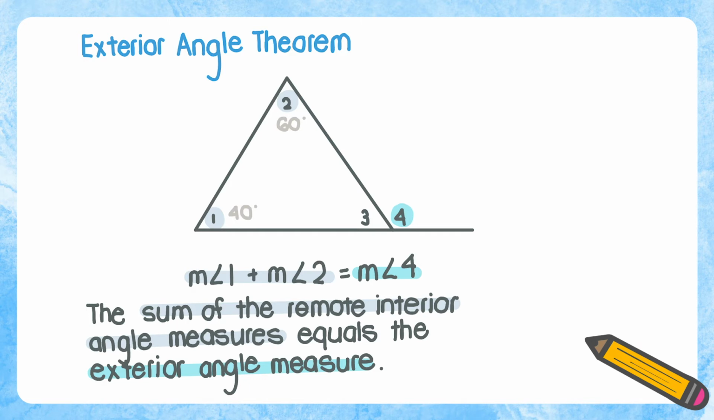So for example, if the measure of angle 1 equals 40 degrees and the measure of angle 2 equals 60 degrees, then the measure of angle 4, the measure of the exterior angle, equals 100 degrees because 40 degrees plus 60 degrees equals 100 degrees. Today, we will be using this theorem to find missing angle measures.